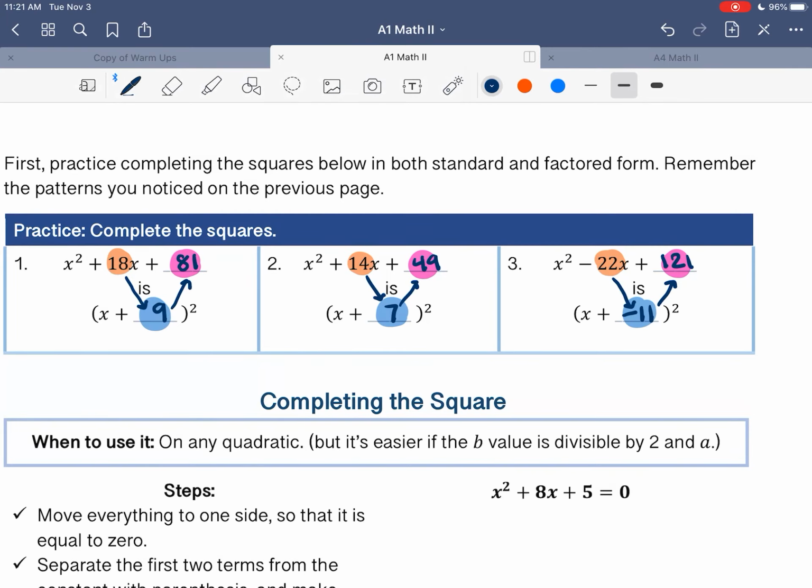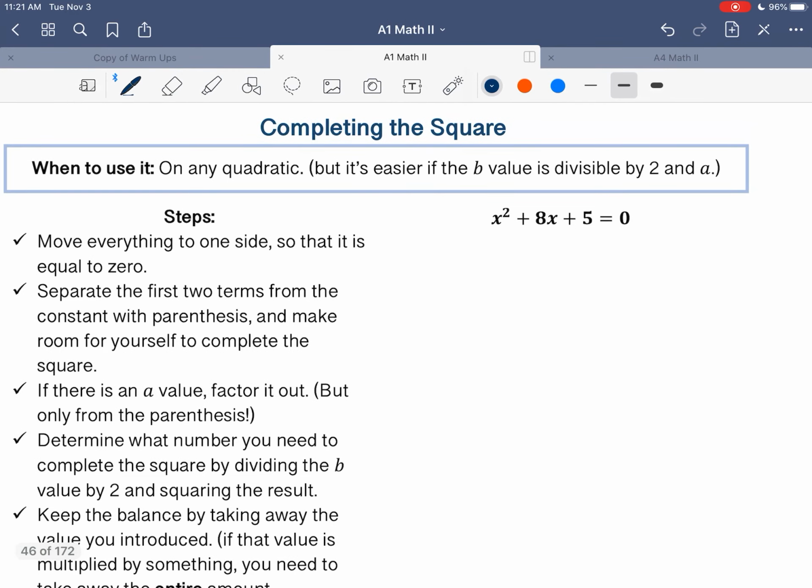Good, so we've sort of familiarized ourselves with what these things look like, and we can even create them. If we only have the first 2 terms of it, we can create the whole trinomial in both standard and factored form. So let's move into completing the square. Completing the square involves perfect square trinomials. We are completing the square in the sense that we start with part of a perfect square trinomial and we complete it in order to write these in vertex form.